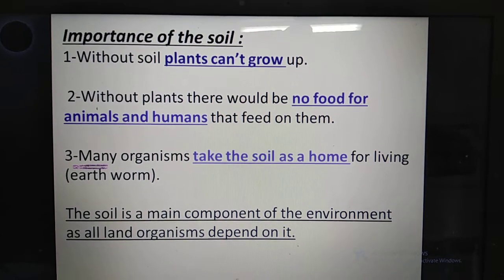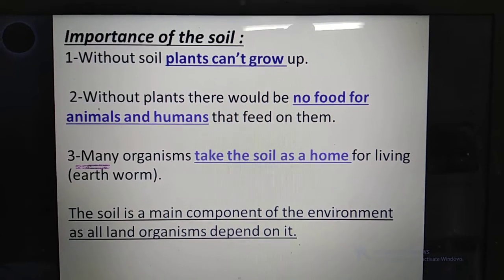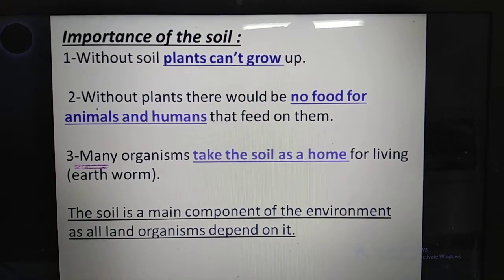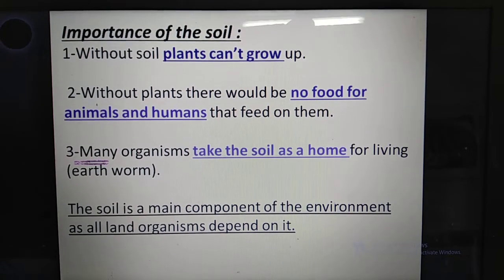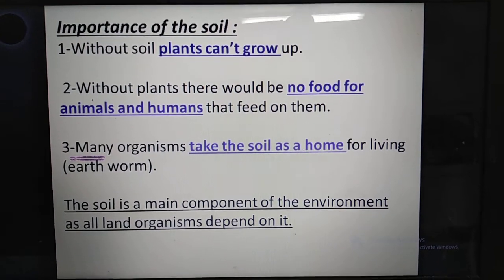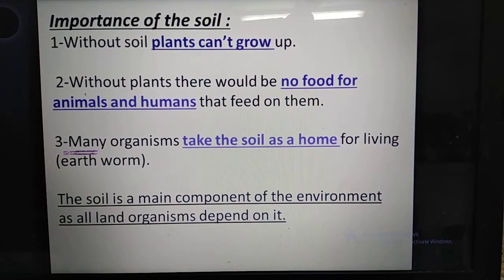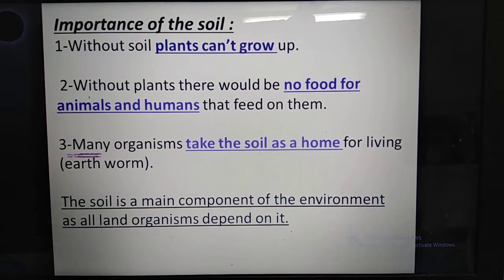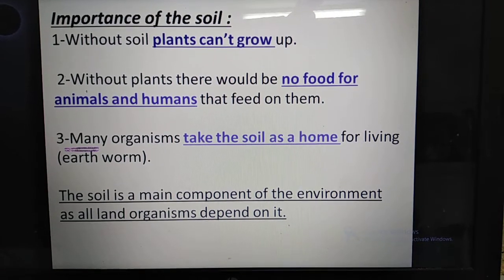What is the importance of soil? Can we live without soil? No. Without soil, plants cannot grow. Without plants, there would be no food for animals and the humans that feed on them. Many organisms take the soil as a home. For example, some insects, earthworms, and spiders make their home in the soil. So soil is the main component of the environment.